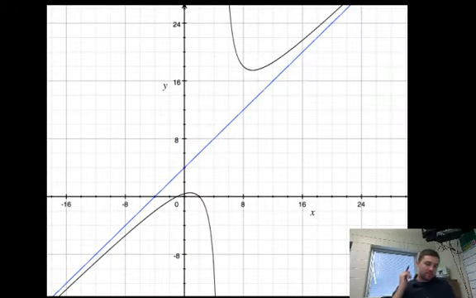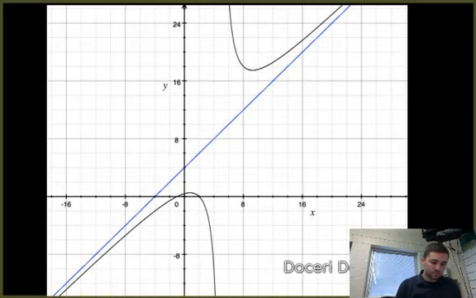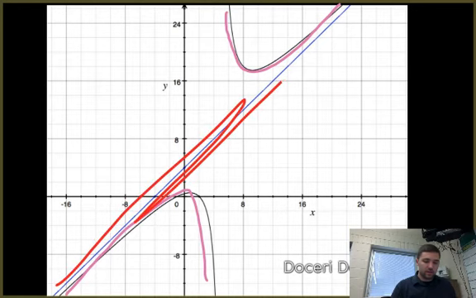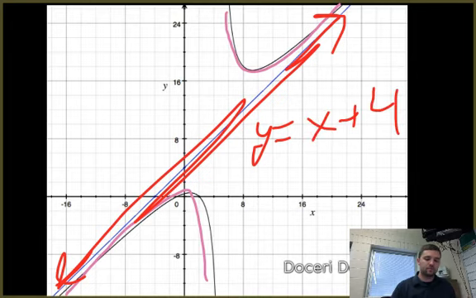And so this is the graph of the function here in pink. That's my function. And the asymptote, you can see, is a slant asymptote because it's not straight up and down or horizontal. It's right here in red. Probably would have been a better color, but that's the line y equals x plus 4. And that's how you find slant asymptotes.